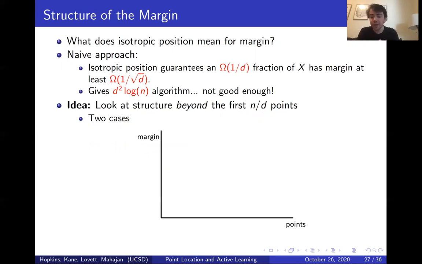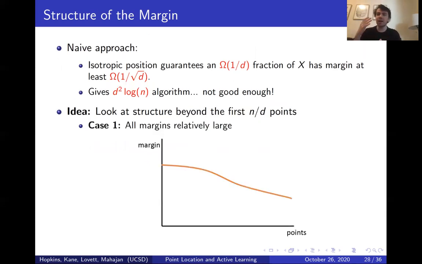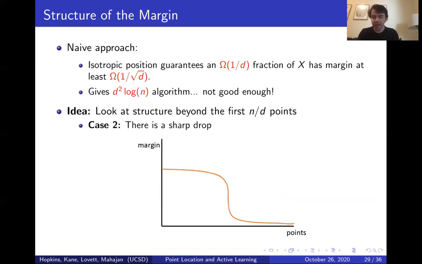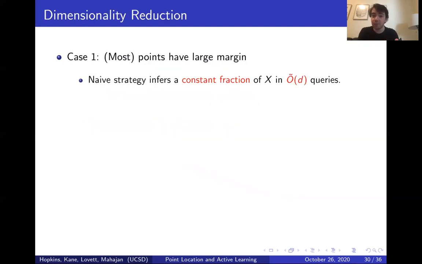So we're going to look at two cases. In one case, all or almost all of the margins in X are large. You go along X looking at its margin, and it never really decreases by too much. And the second case is that you're going along the margin, and then there's a sharp drop. Over a short period of time, the margin drops by a polynomial in d factor. And in this case, we're going to figure out how to actually reduce the dimension of the problem.